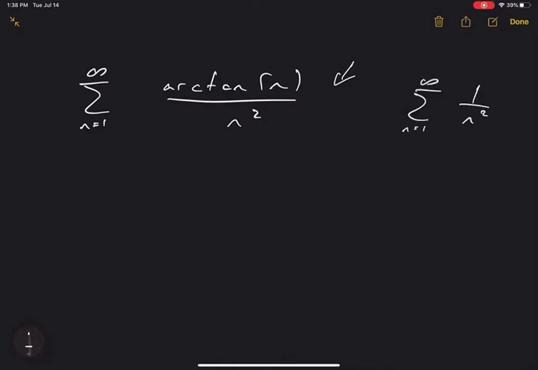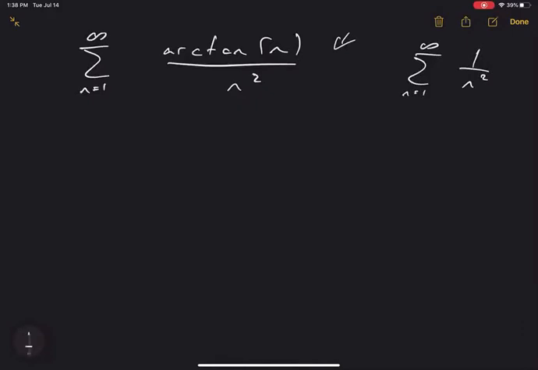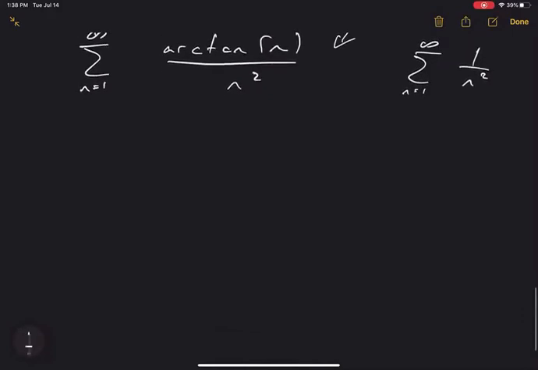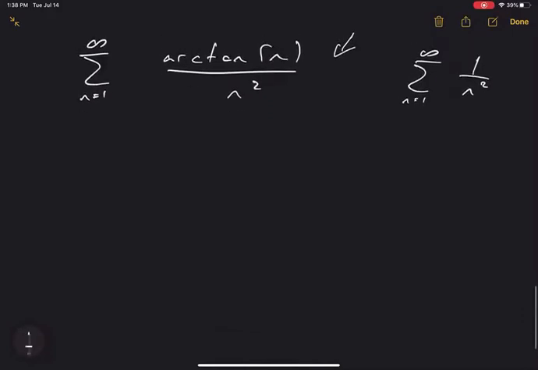Can I compare this directly? Is arctan less than 1? Is it greater than 1? It's hard to say. Arctan ranges between negative pi over 2 and pi over 2, so let's use that.